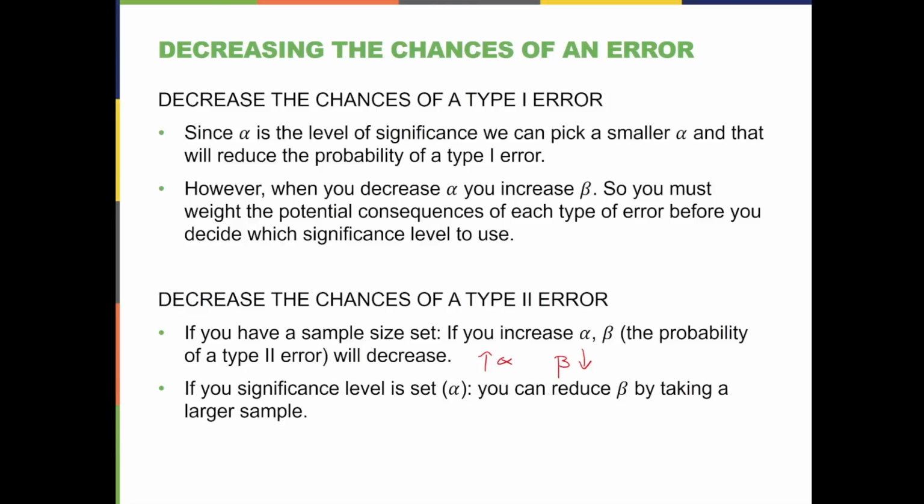Now another way to decrease the probability of a type 2 error is if you have a significance level set. So your boss says you have to use an alpha of 0.05. You can reduce beta by taking a larger sample. So if alpha is set at 0.05, if you increase your sample size, beta will decrease, the probability of making a type 2 error.